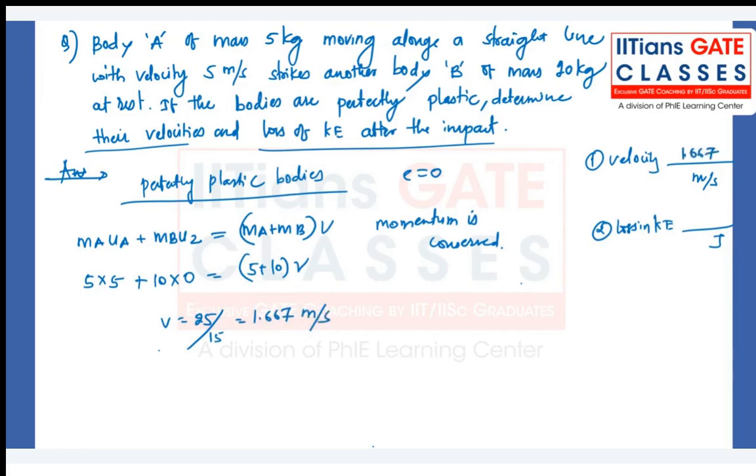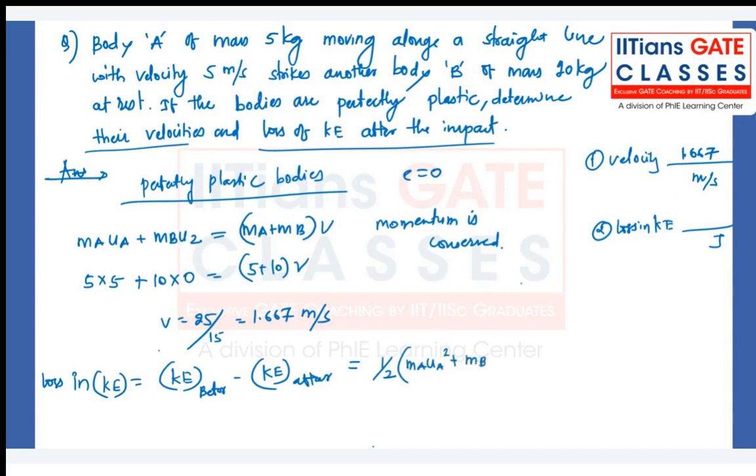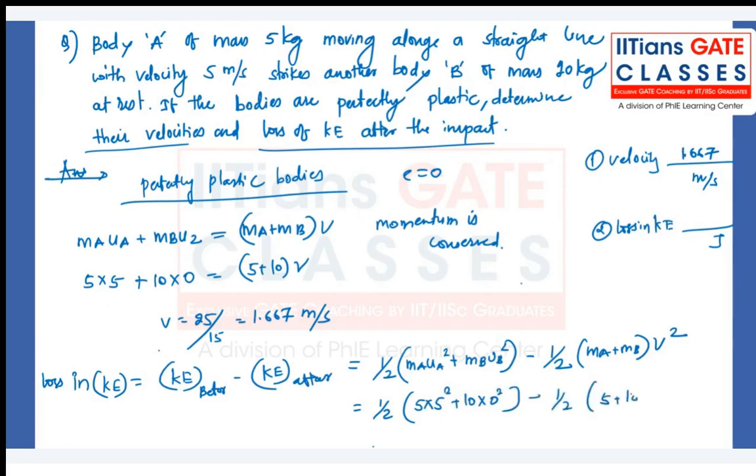Second part of the question is loss of kinetic energy. Loss in kinetic energy is K before minus K after. K before is 1/2 MA UA square plus MB UB square, minus K after the impact, which is 1/2 MA plus MB V square. So it is half of 5 into 5 square plus 10 into 0 square, minus half of 5 plus 10 into 1.667 whole square.